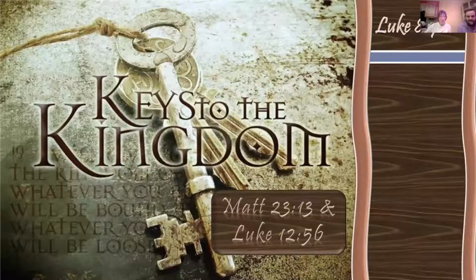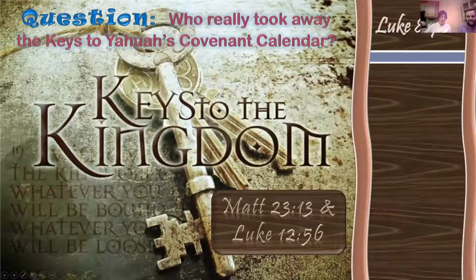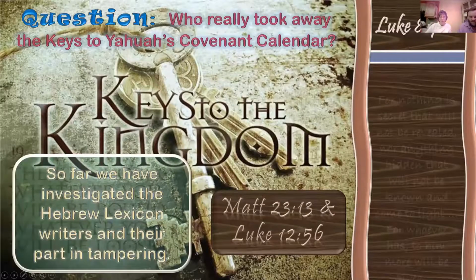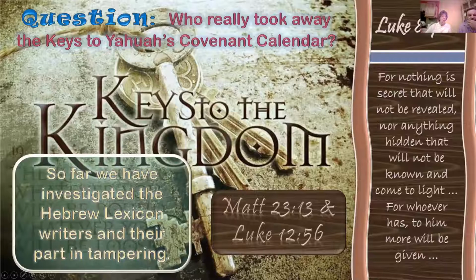So we looked also at some scriptures about Matthew 23:13 and Luke 12, where in Matthew 23:13 it actually talked about when Yahushua was talking to the people and saying that they were removing the keys to the kingdom. And in Luke 12, he was talking about how you can discern the sky and whatnot, but you don't know the things that I'm telling you, basically about calendar. Let's look at this here too, like who really took away the keys to Yahuwah's covenant calendar.